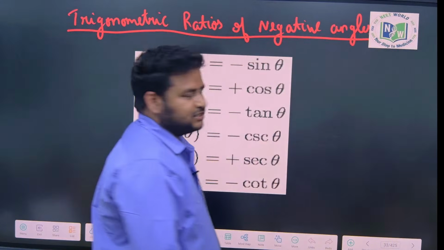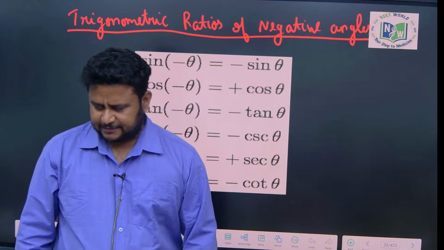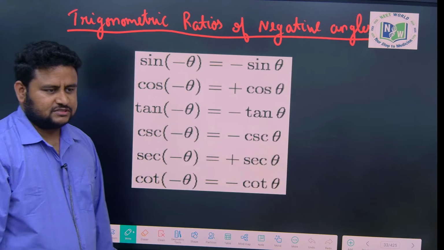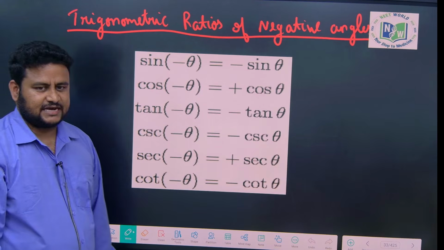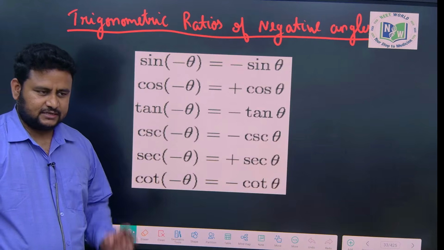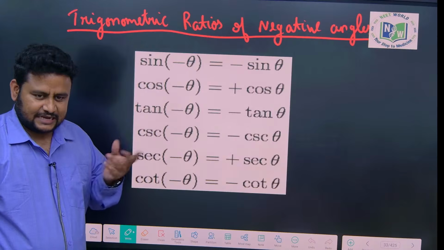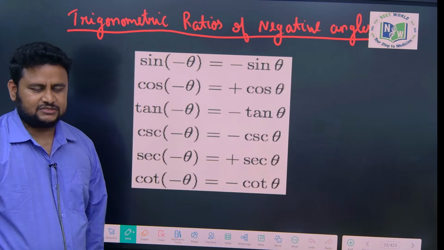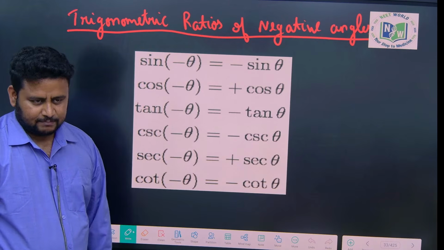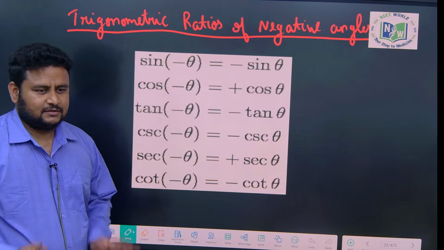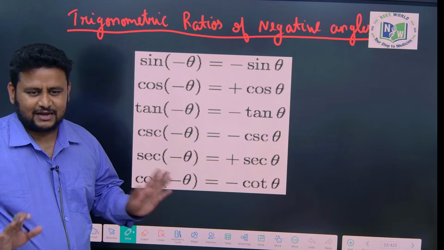So trigonometric ratios of negative angles. You must already be knowing this, but let us revise it. Sine of minus theta, cos of minus theta, tan of minus theta, like that. See here, you first have to know the nature of the person. We will treat sine as one person, tan as one person, cos as one person. Sine and tan are similar to each other, but cos is a little different.